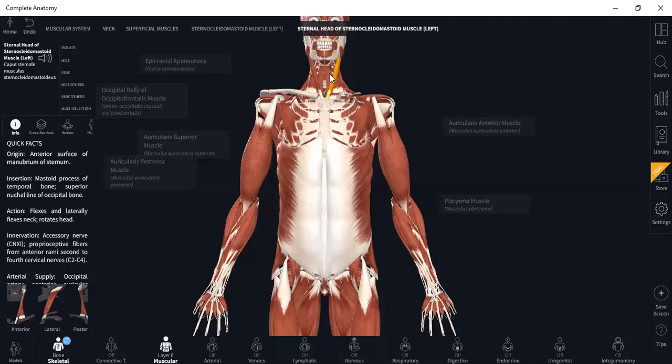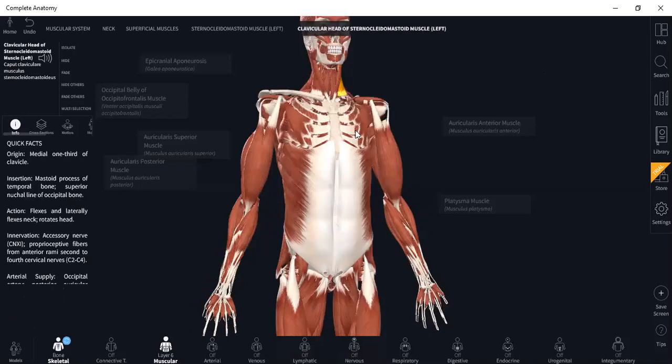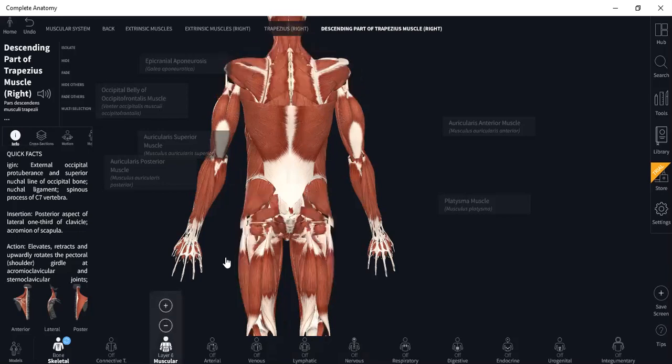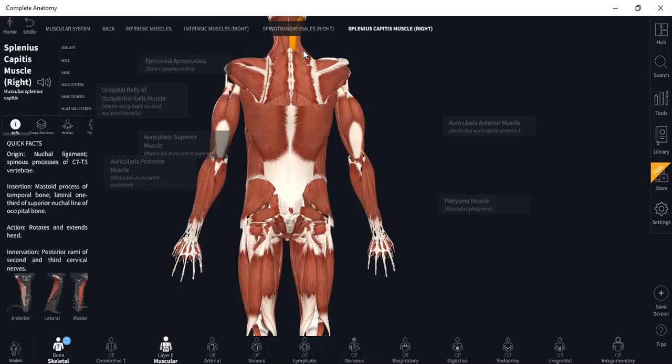The muscle that performs neck flexion is sternocleidomastoid. It has two antagonists. The upper section of trapezius and splenius capitis. Both splenius capitis and trapezius will extend the head at the neck.